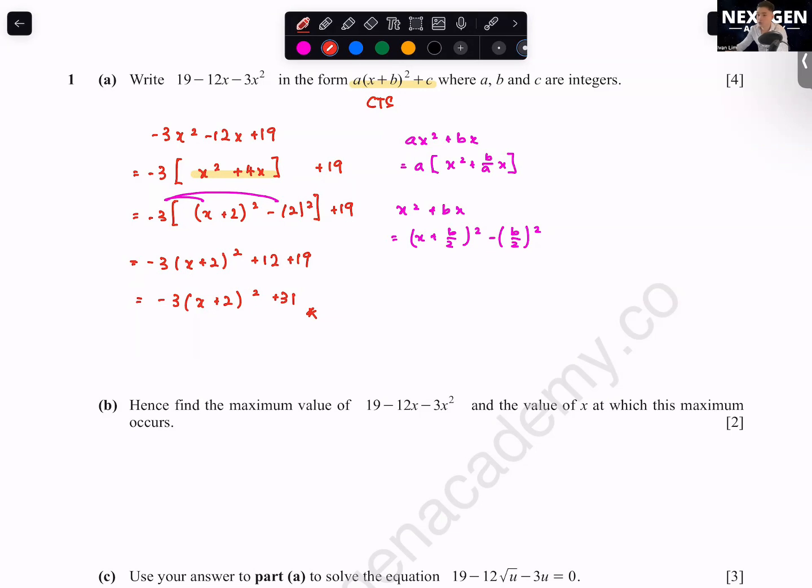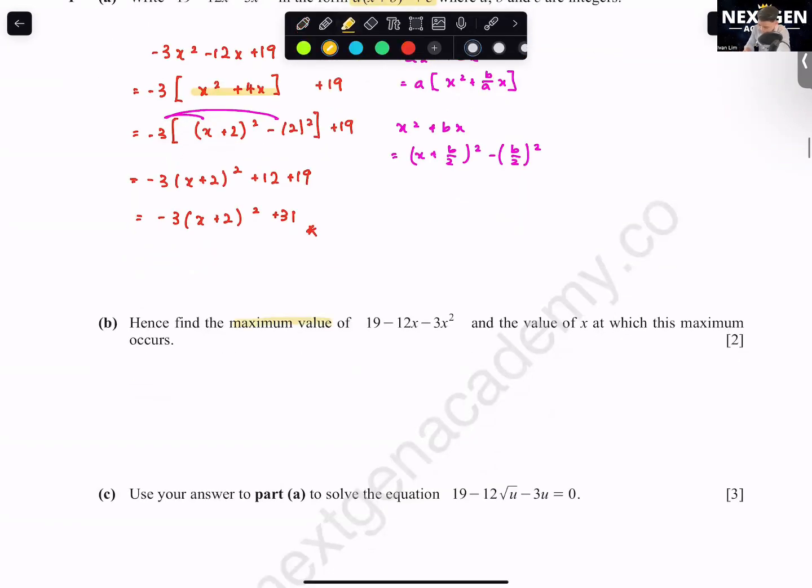Okay, let's go to question 1B. Hence, find the maximum value and the value of x at which this maximum occurs. For this, they are quite particular about your presentation also. Don't write it as a maximum point. Maximum point means you put it in like that, x, y. Don't do it. In the mark scheme, it specifically says like this. You have to write max value. The word value in your maths refers to y.